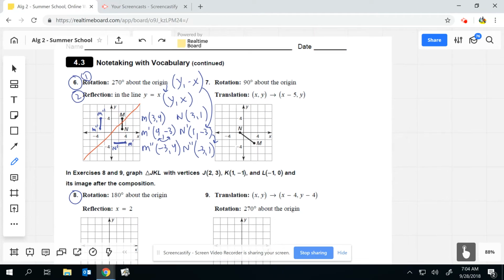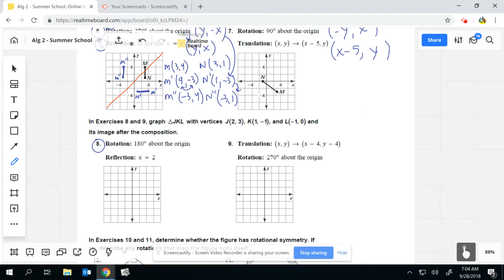So you can try 7. I'll give you the 2 rules that you would need. For 90-degree rotation, you're going to use negative y, x. And then for this one, you're going to do x minus 5, and then y plus 0, or just y. So just subtract 5 from whatever your x number is after the prime, and then keep the y. And if you need help on it, just get help. I'll come up and I'll be happy to help you out.